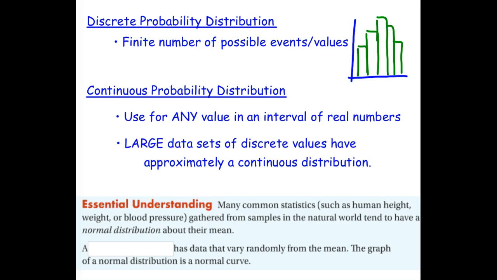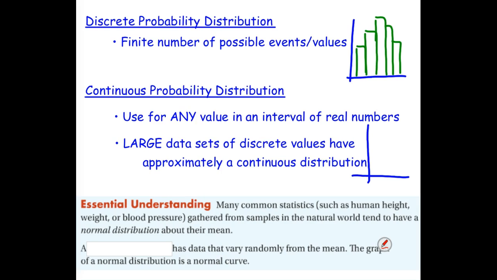Large data sets of discrete values have approximately a continuous distribution. In other words, if I collected enough data, my top graph with the bars could resemble a normal distribution, a continuous distribution. All right, and for this one, what you're going to see would be that bell-shaped curve, a normal curve. Okay, so again, if our bars are fitting a normal distribution, we could kind of fit a normal curve to that. Does that make sense?